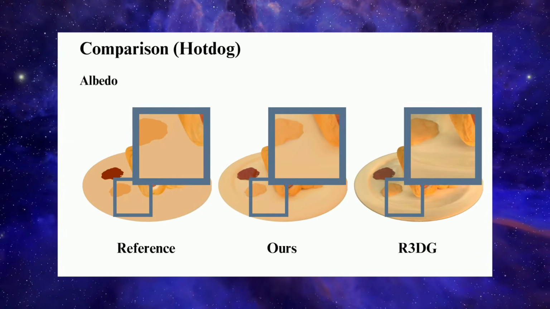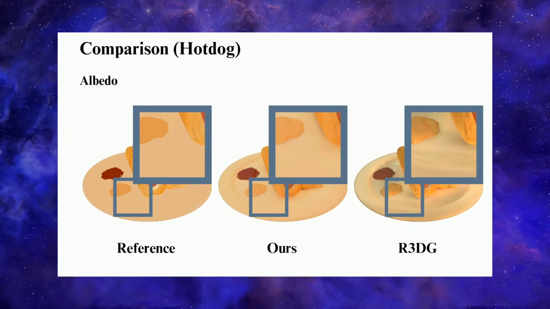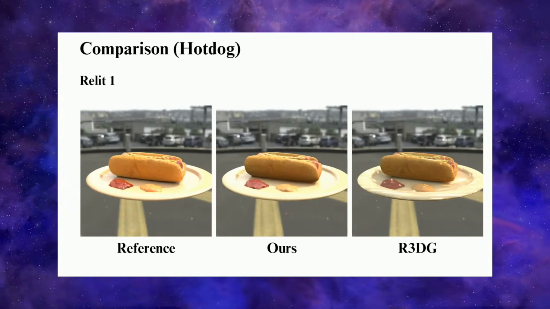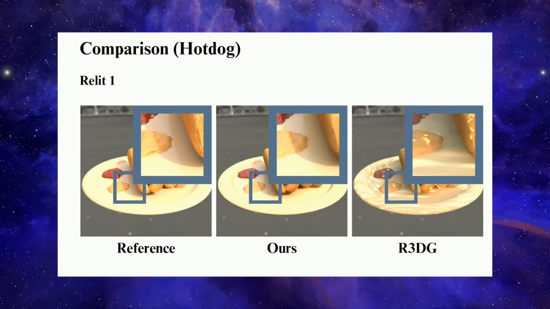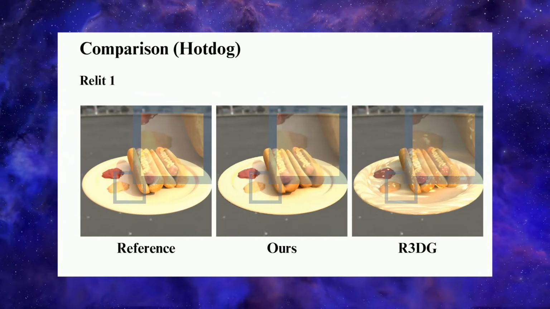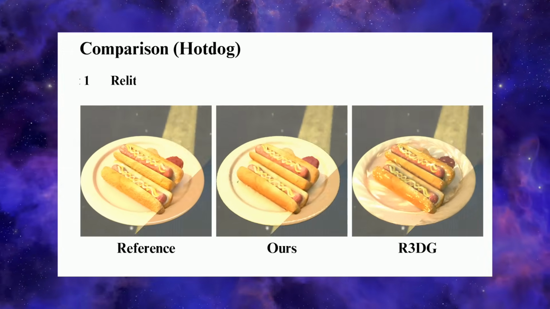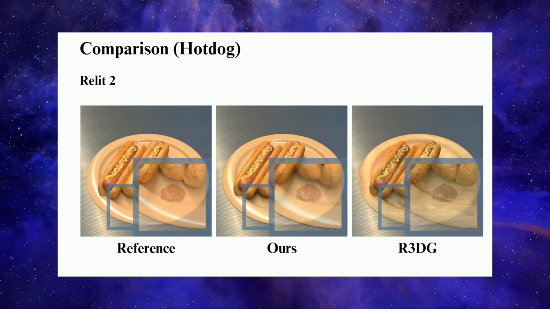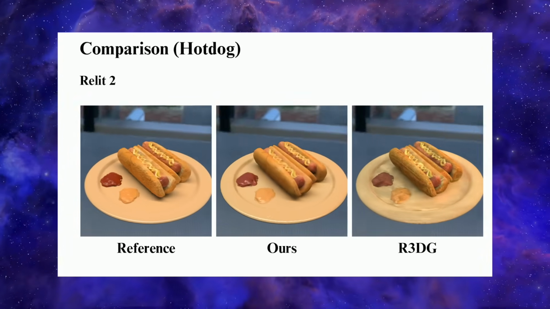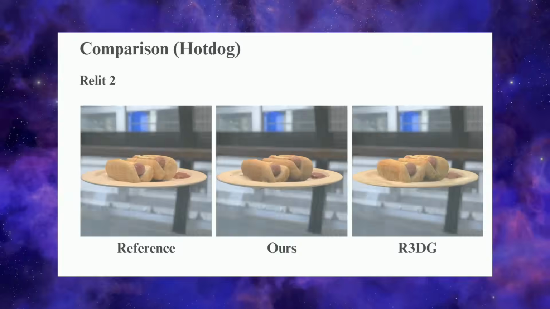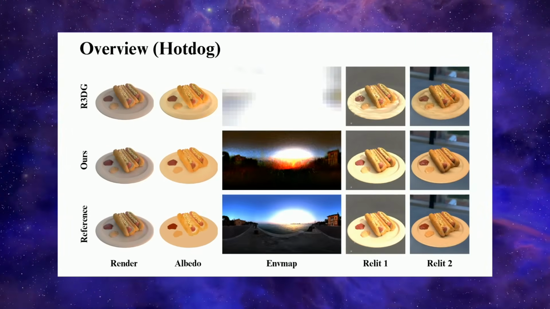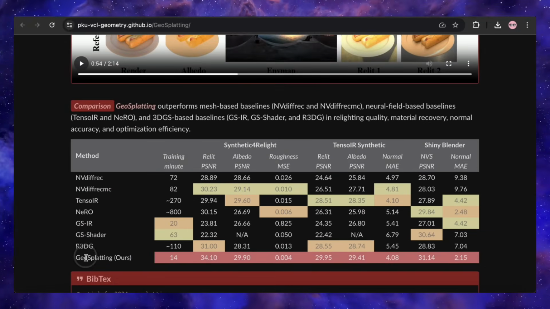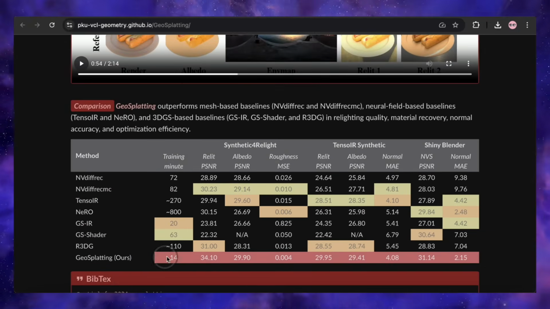Well, the researchers put it to the test, and GeoSplatting just blows the competition out of the water. In a direct comparison with a similar model called R3DG, you can see a huge difference. When trying to relight that same hot dog, R3DG really struggles. It messes with the color of the surface and produces these weird, inaccurate reflections. GeoSplatting, on the other hand, stays perfectly true to the original, nailing the shadows and the way the light interacts with the object. And when you look at the benchmark scores against a whole host of other models, it's a total knockout. GeoSplatting consistently gets the best or one of the best scores across the board.